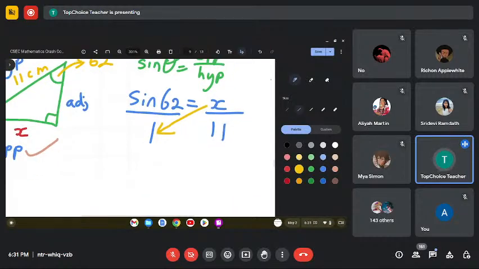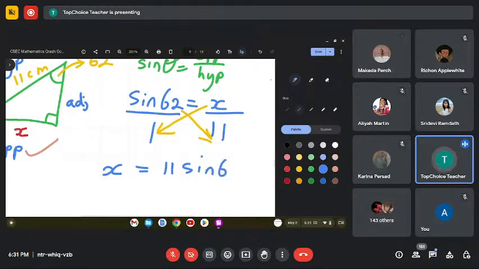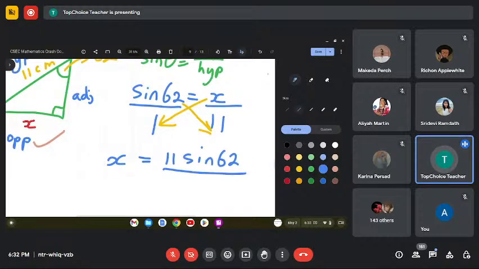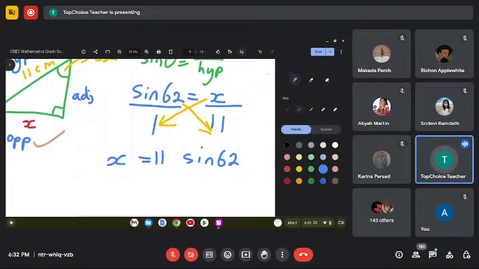So what is x times 1? X. Now, what is sine of 62 times 11? That is basically 11 sine 62, or you could put that into your calculator. This is what you have to put into your calculator: 11 multiplied by sine 62. I'll put the multiplication sign not to confuse anyone. It will be 11 multiplied by sine 62.